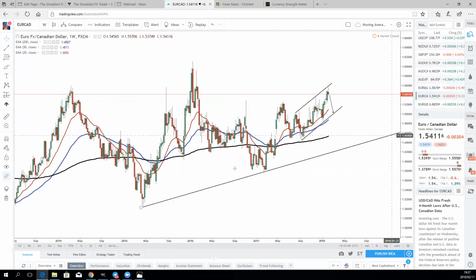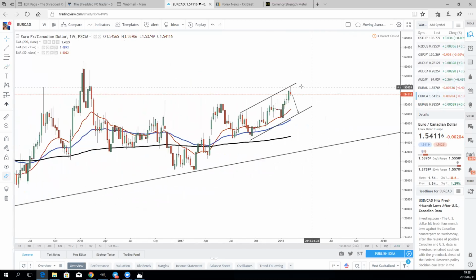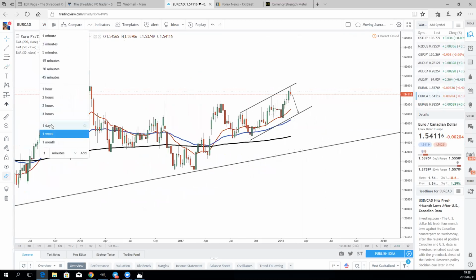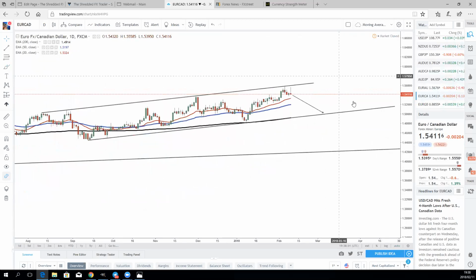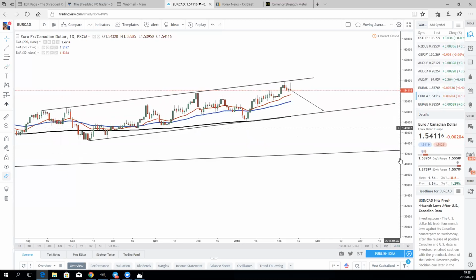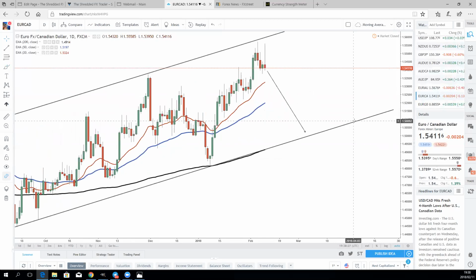Euro CAD overall momentum is ascending. Okay, we have hit a resistance zone here. On a weekly time frame, we do have an inverted hammer at the top of a trend. We have touched resistance level here, we've touched resistance level there. So we can expect to see, from a technical point of view, a move to the downside.